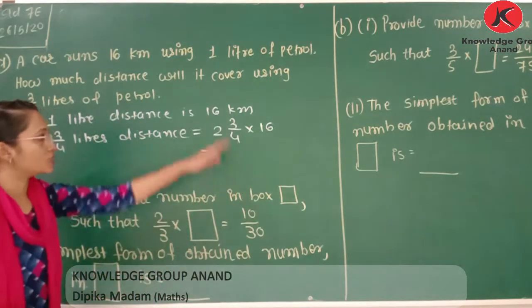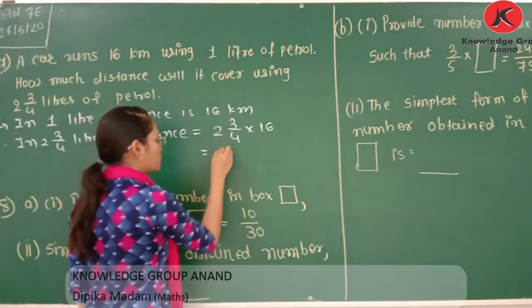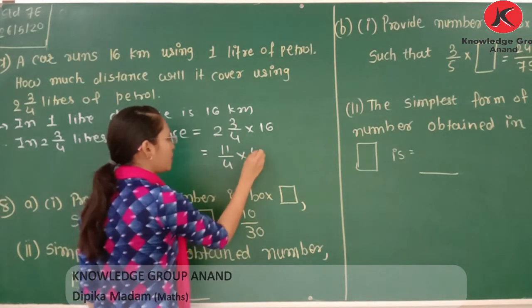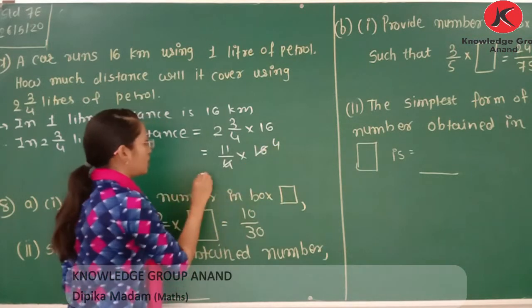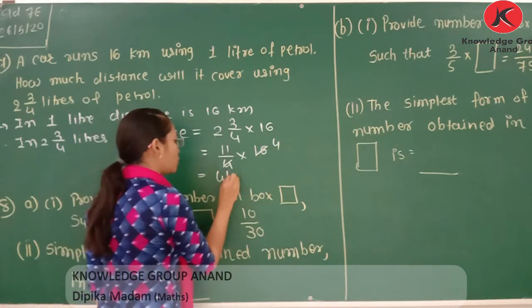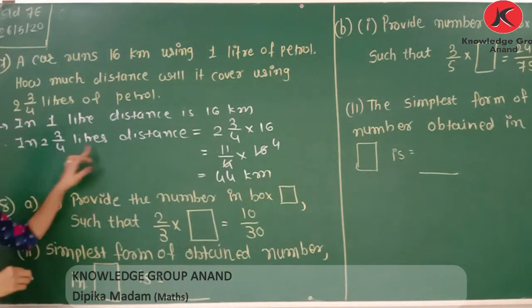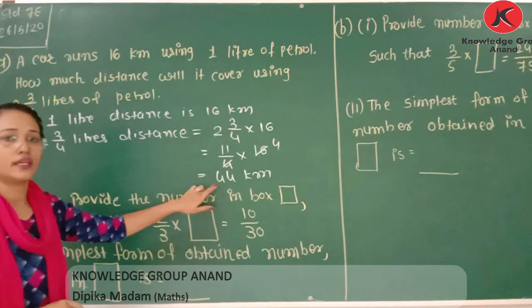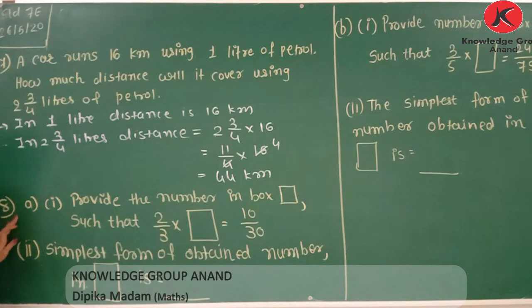Now convert this into an improper fraction. 4 twos are 8, 8 plus 3, 11/4 multiplied by 16. You can cut the common factor. 4 fours are 16, 11 fours are 44 kilometer. Means in 2 3/4 liter of petrol, 44 kilometer can be covered. Clear? Now next example 8.